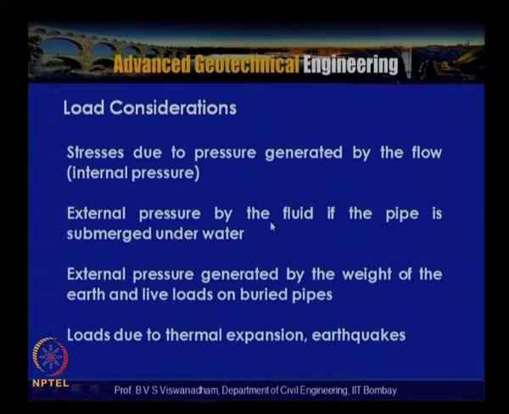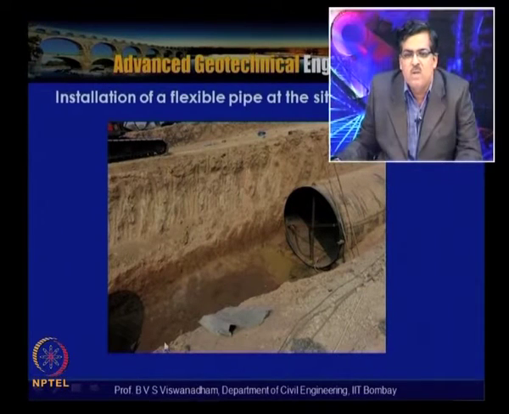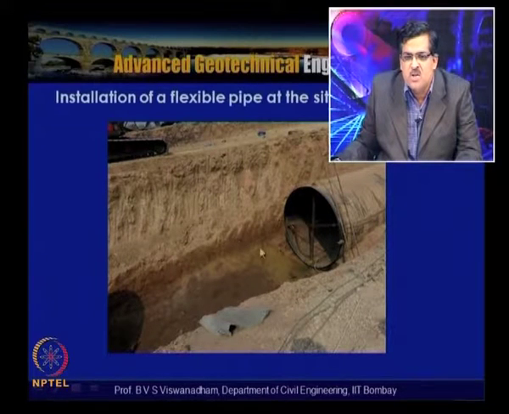In this particular case study, we will look into the effect of the external pressure which arises because of the onset of rainfall. This is a typical installation of a flexible pipe at the site where the trench is made, and this is the natural groundwater table. The pipe is made with spirals which are used for retaining the shape temporarily, but once the pipes are commissioned, these will be removed.